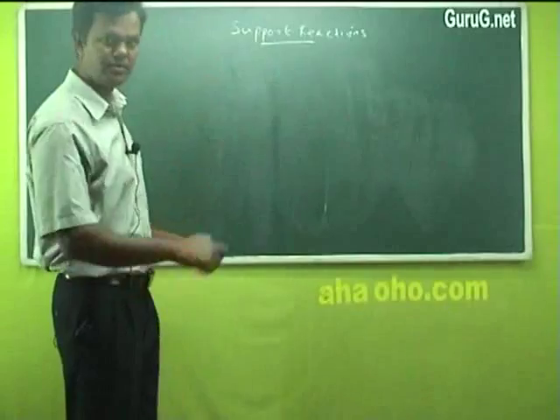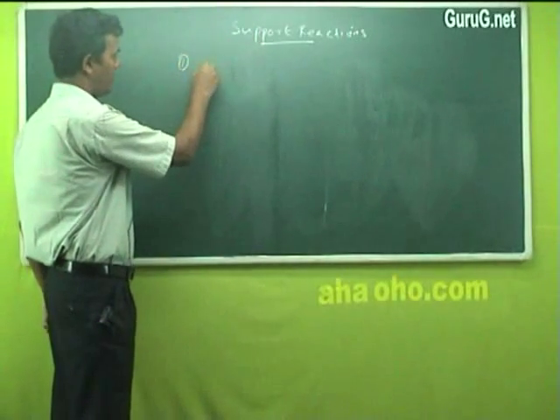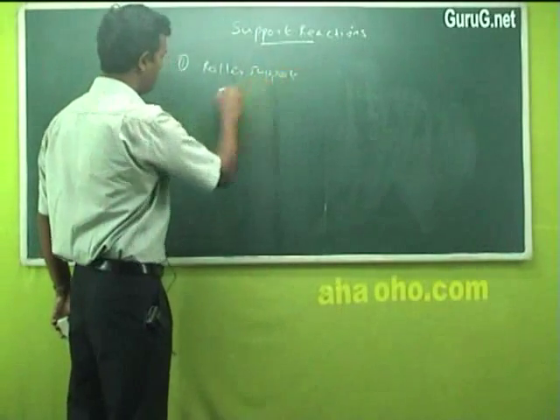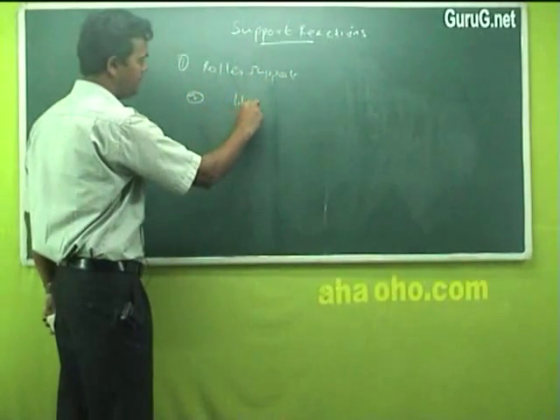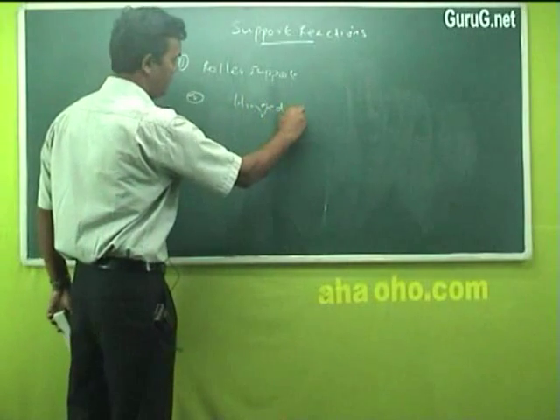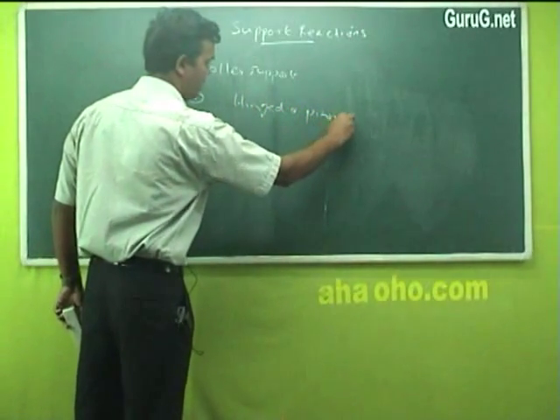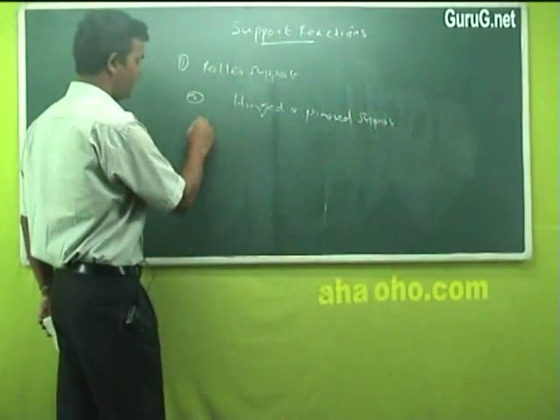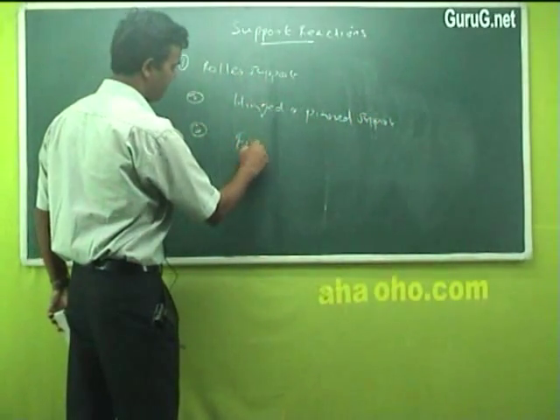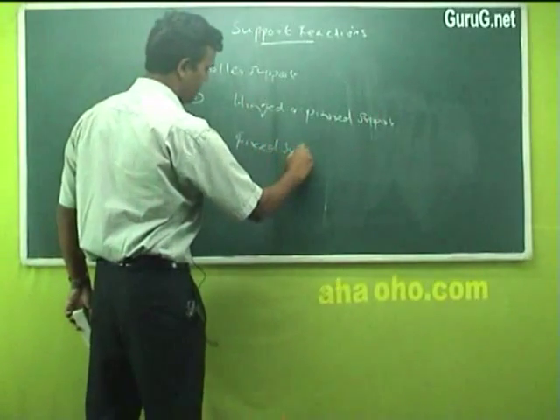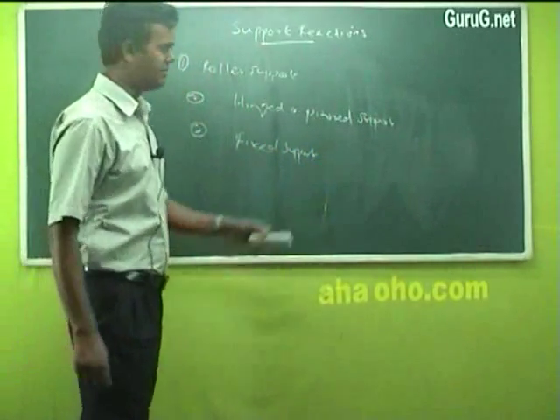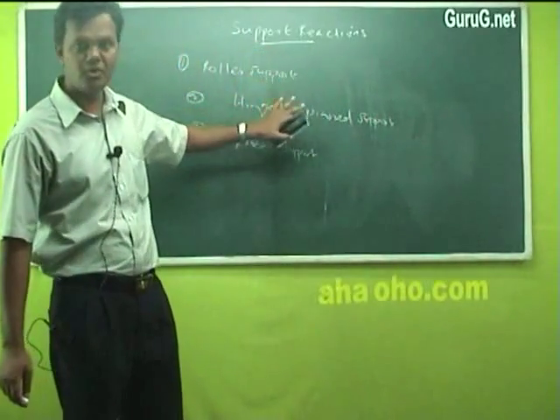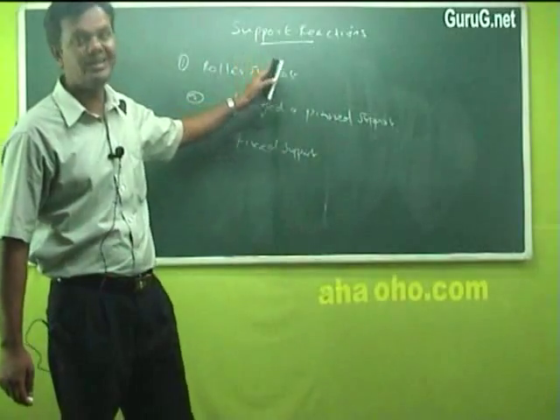That is divided into 3 types. The first thing is called a roller support. The second one is called hinged or pinned, P-I-N-N-E-D, pinned support. And the third one is called fixed support. So there are different kinds of support reactions. Basically these 3 come into picture when you study about any structure.